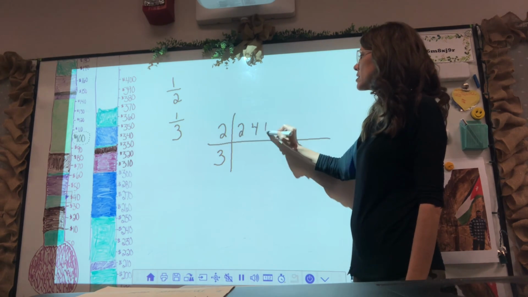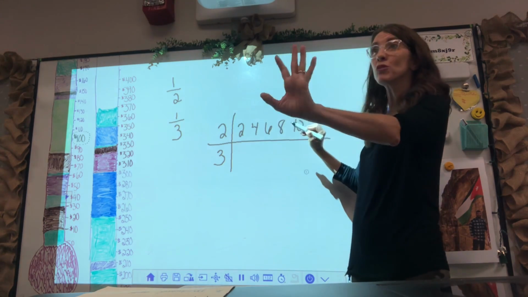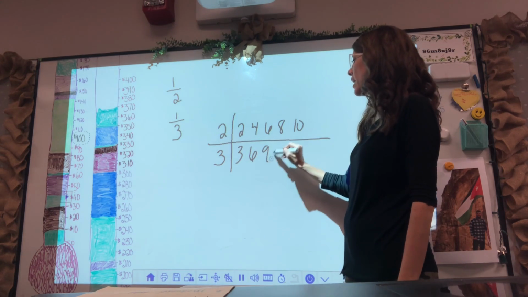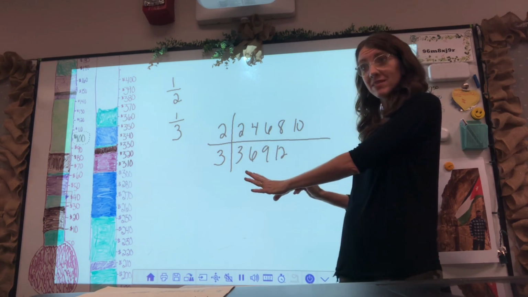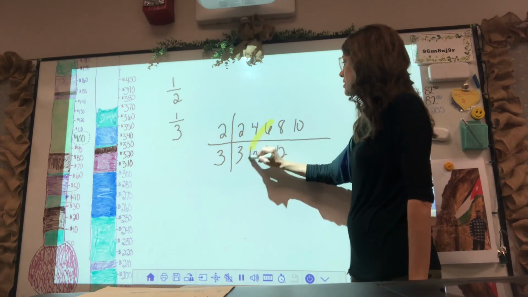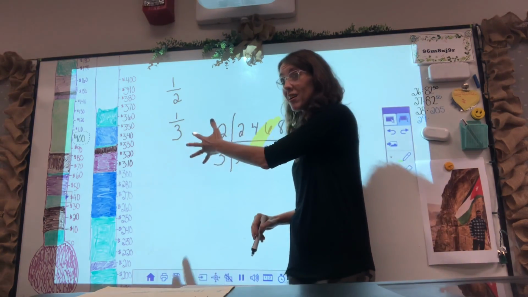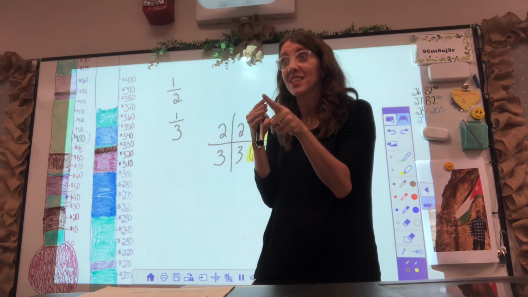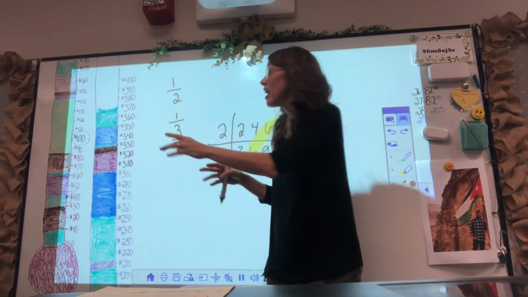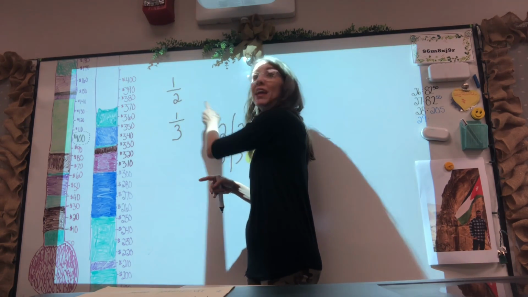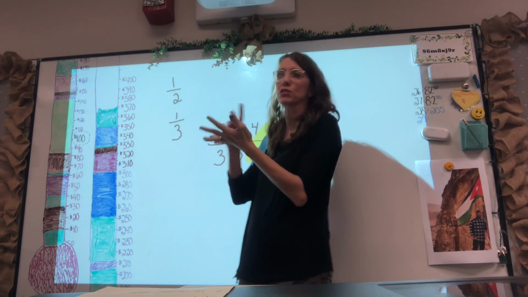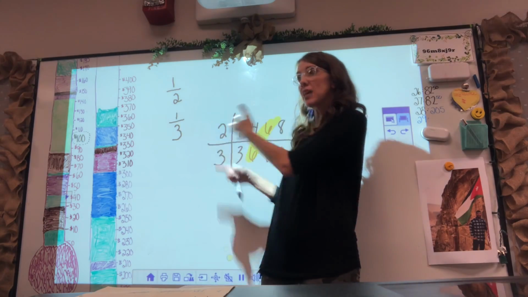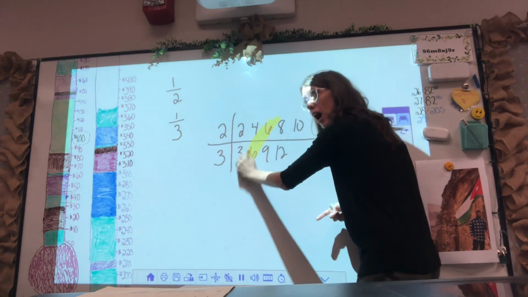2, 4, 6, 8, 10. Let's stop. 3, 6, 9, 12. Oh, you can stop. Did you find one? Yes. So the least common denominator that you can find that makes them the same is 6. Eventually you're going to change both these fractions so they have the same denominator. And then you can add them, you can subtract them, you can do lots of fun stuff with them, but not until you find the least common denominator. And here's how you do it. You find the least common multiple.